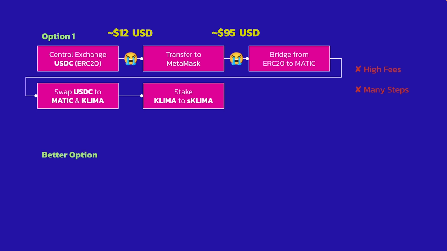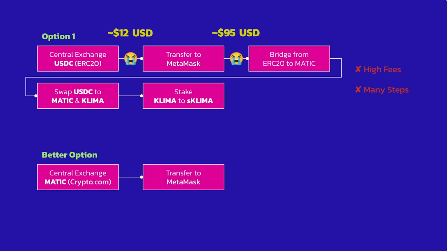So the better option is to go ahead and use a central exchange that allows you to buy Matic directly. And so my personal favorite is Crypto.com. And what's nice about buying Matic on Crypto.com is that you can actually transfer it on the Polygon network. For example, if you were to purchase Matic on Coinbase, they will actually only allow you to export it to MetaMask on ERC20, which means you have to bridge it anyways, which means more fees. So you want to be able to buy Matic and send it to your Metamask wallet on its native network.